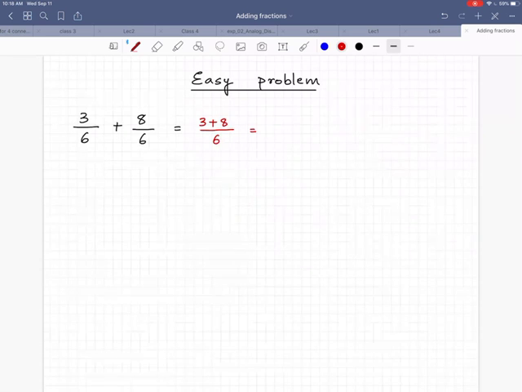Now we add the numerators 3 and 8, we are going to get 11, and the denominator is 6, and that's the answer. Now we can choose to simplify this, or we can leave it as is. In this case, because 11 is not a multiple of 6, we will leave our answer as is. So this is going to be our answer for the easy problem.